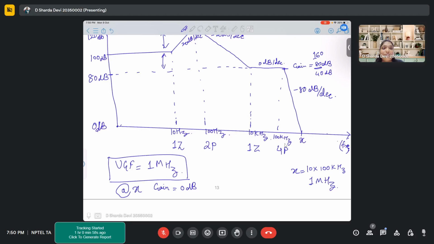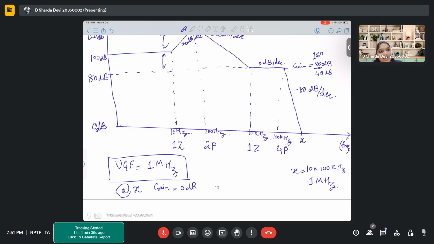No. It cannot be 100, right? At 100, you already have your gain at 40 dB. You want it to move to 0 dB. You have a 80 dB per decade slope. So at 1 decade, like 10 times, you will get a 80 dB difference. So for 40 dB difference, how much will you need? Five times, right? If for 10 times you are getting 80 dBs difference, for 5 times you will get a 40 dB difference, no?